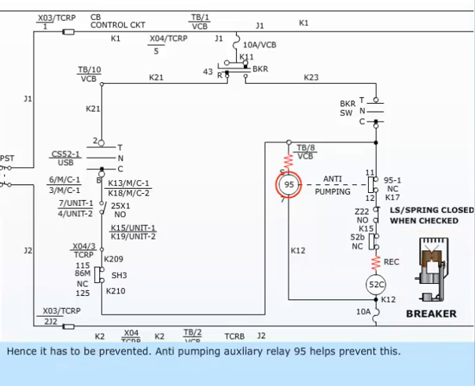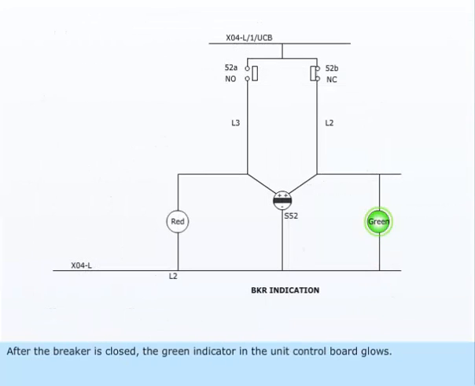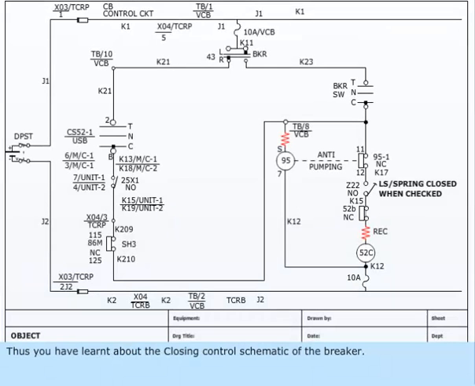Anti-pumping auxiliary relay 95 helps prevent this. Once the breaker is closed, relay 95 gets energized and opens its NC contact in the closing circuit and prevents chattering. After the breaker is closed, the green indicator in the unit control board glows. If the breaker opens, red indicator will glow in that panel. Thus, you have learned about the closing control schematic of the breaker.